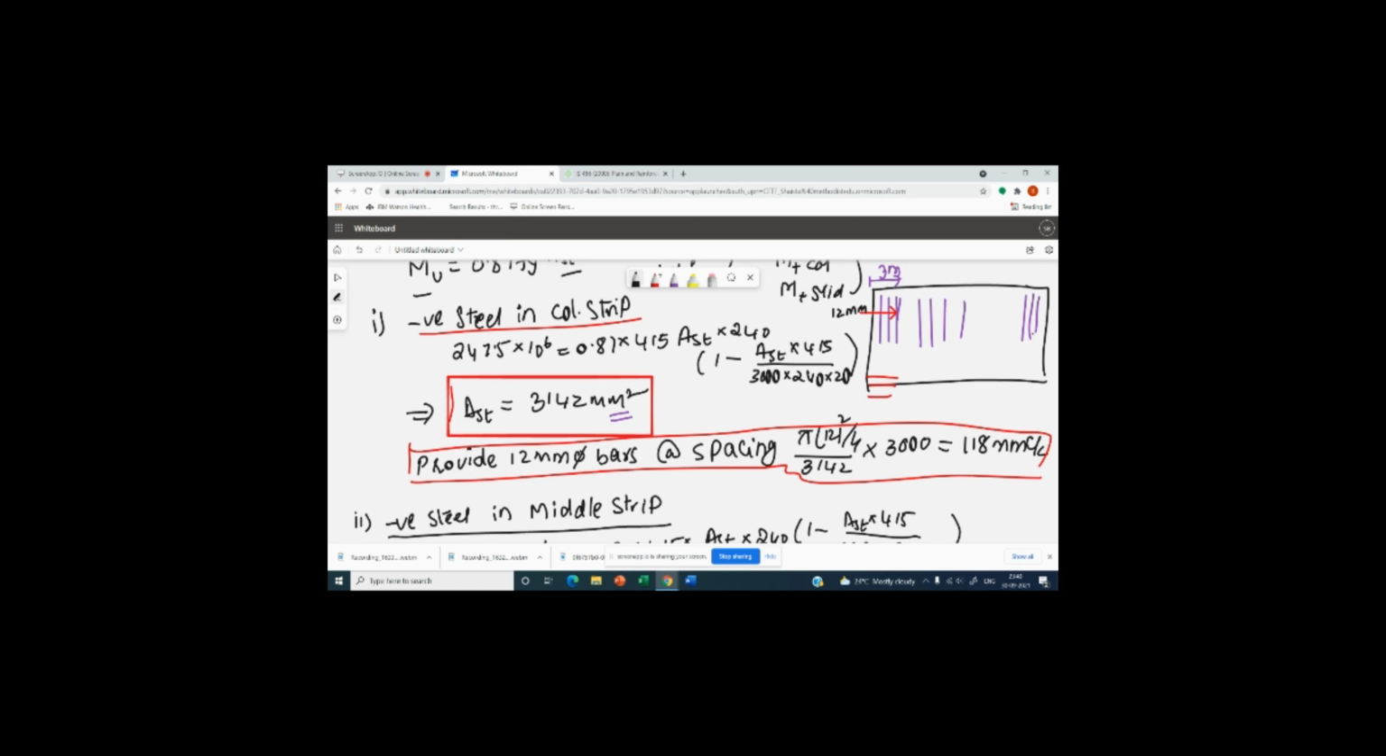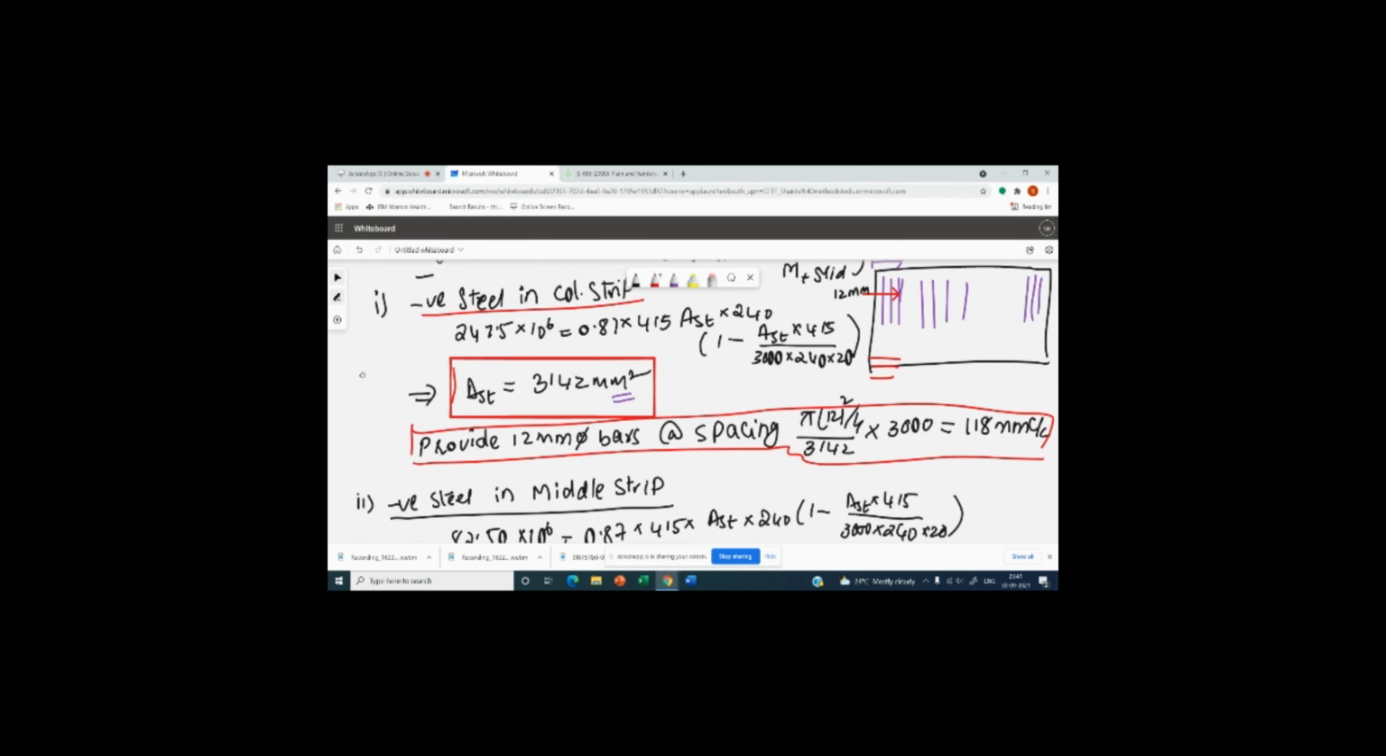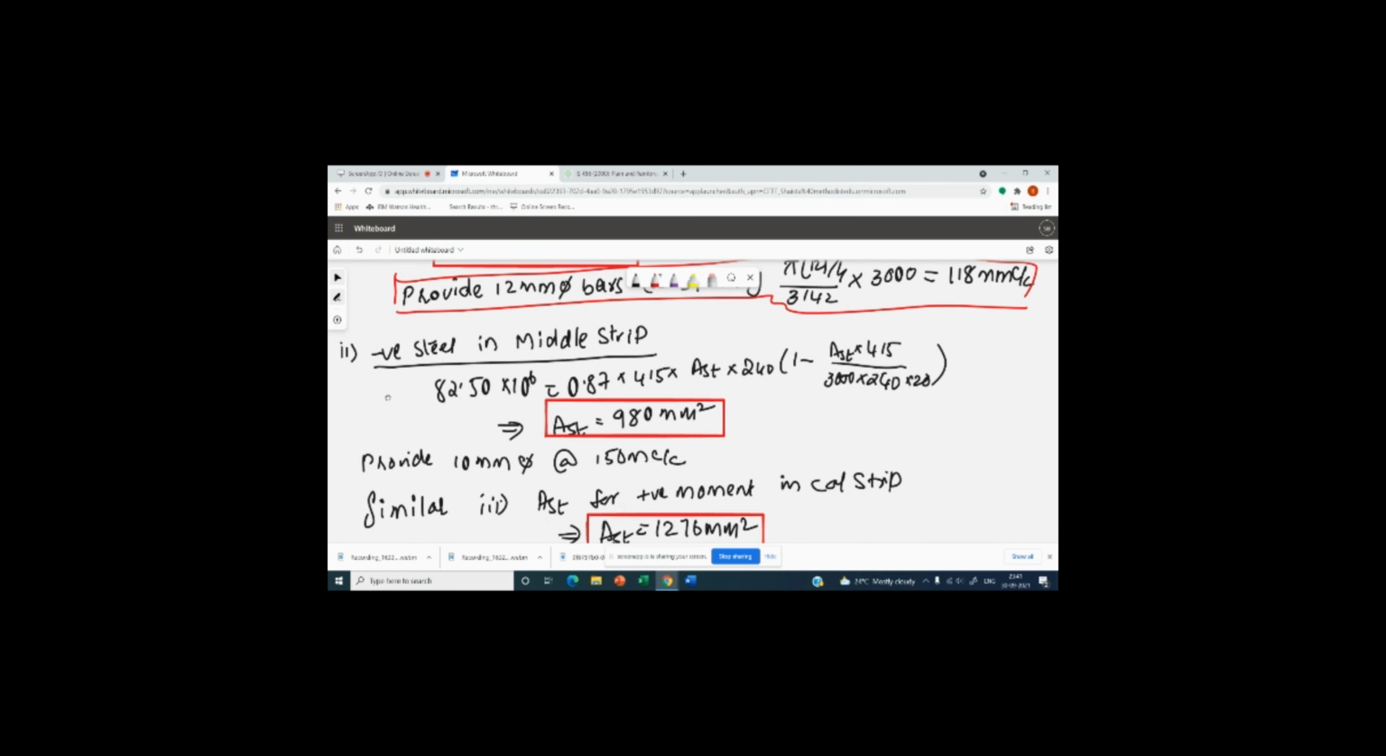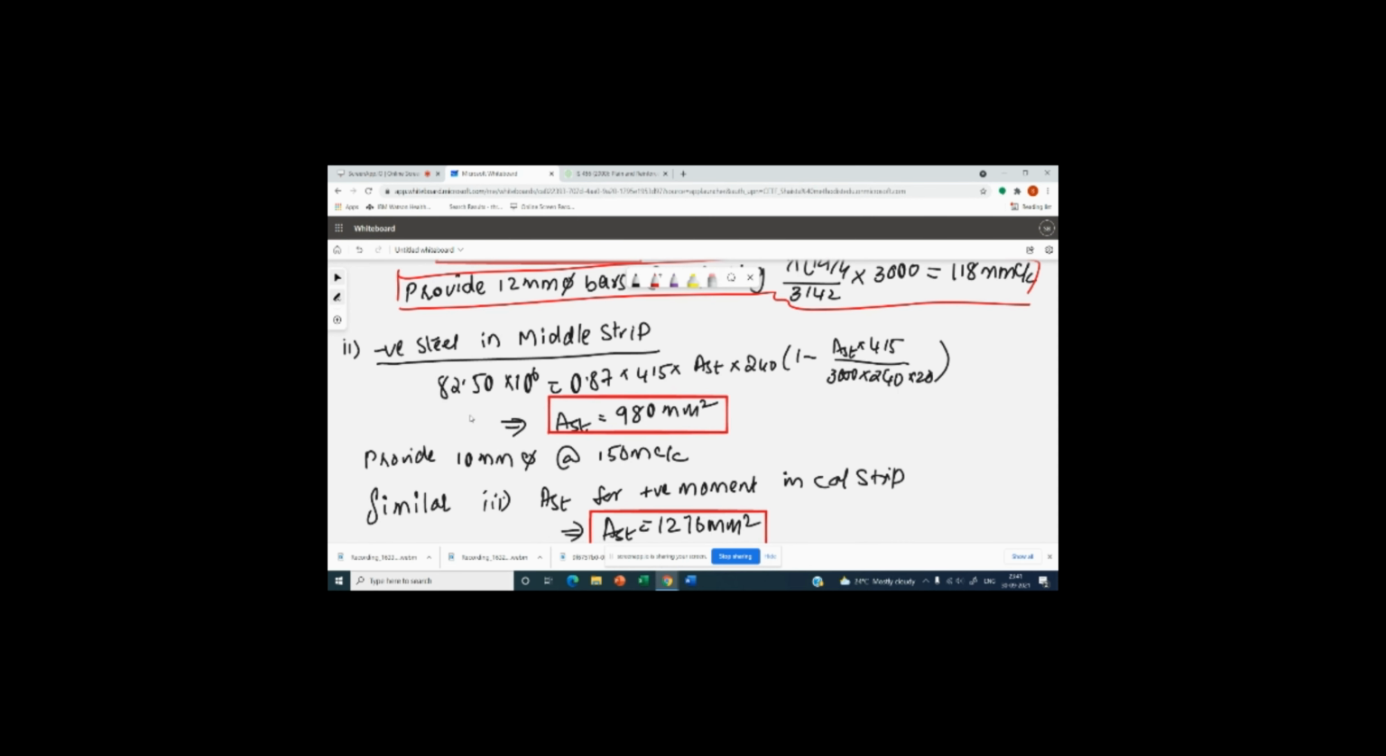Same way here also. Then there is a negative steel in the middle strip. So what was the bending moment? The bending moment in the middle strip was 82.5. So once again, using the same formula, 0.87 fy into 1 minus Ast fy by b d fck. Once we substitute, I got the area of steel required to resist the negative bending moment in the middle strip as 980 mm square. I have selected 10 mm bars and calculated the spacing as 150 mm center to center.